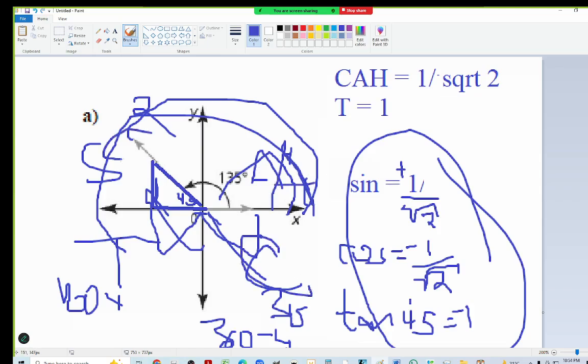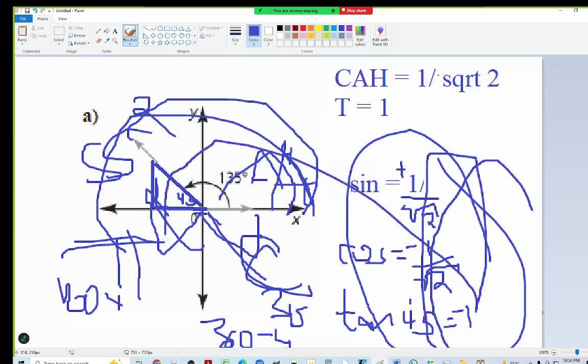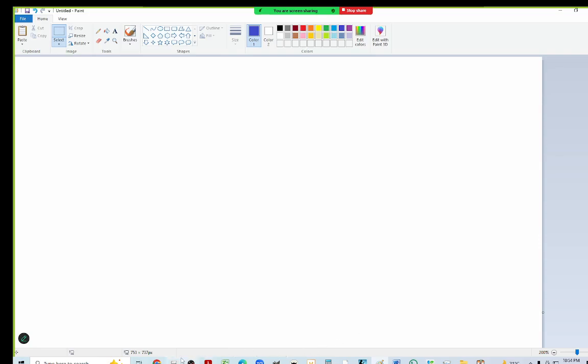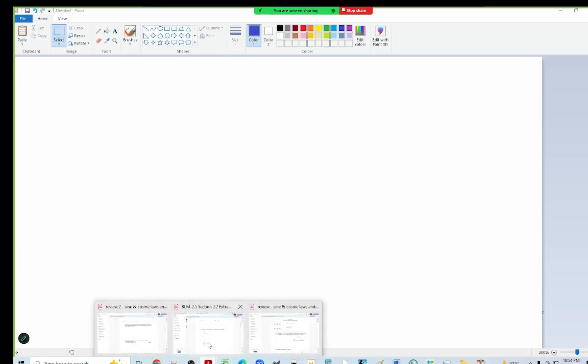Those 4 angles will yield these results, just whether it's positive or negative depends on the CAST memorization. You'll always get these results for those 4 angles. That's why we're doing the special triangles, so that we don't have to memorize 4 angles. We just have to memorize 45 and then use CAST.